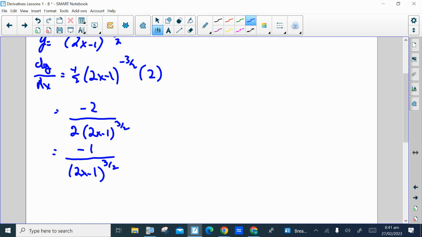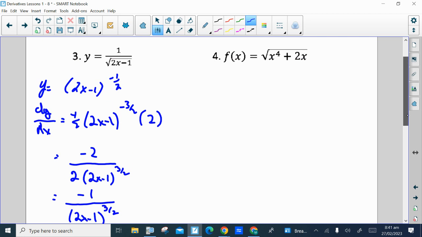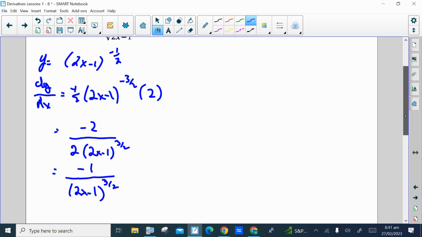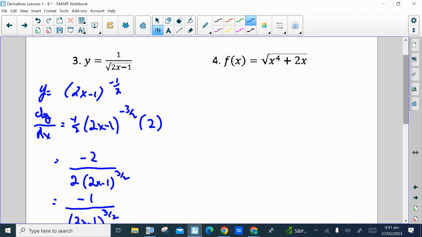Now again, you could have done this one using the quotient rule right from the start. And when you take the derivative of the top, that's just going to be 0 times the bottom, which would still be 0. So you'd only have the second part of that, which is derivative of the bottom times the top all over the bottom squared. So it worked, but using the chain rule is probably a little bit easier.